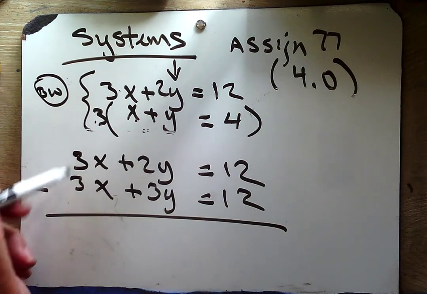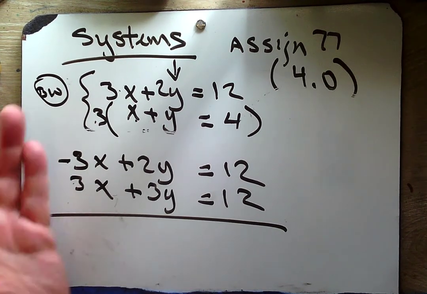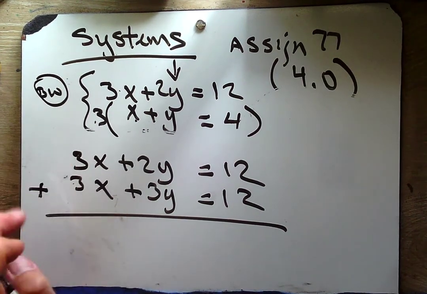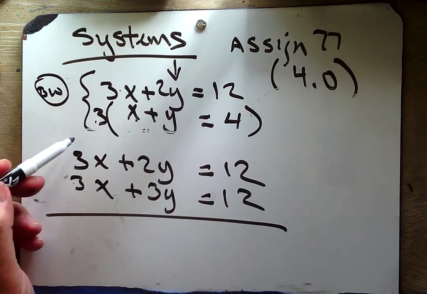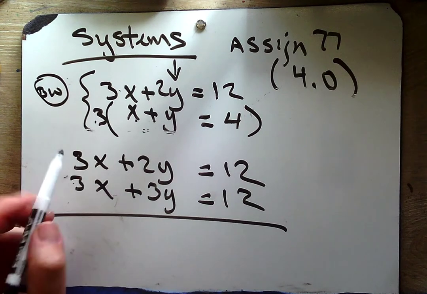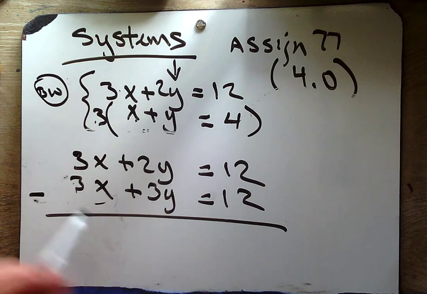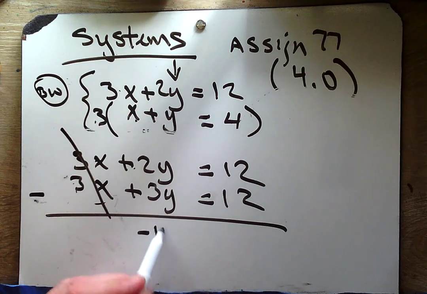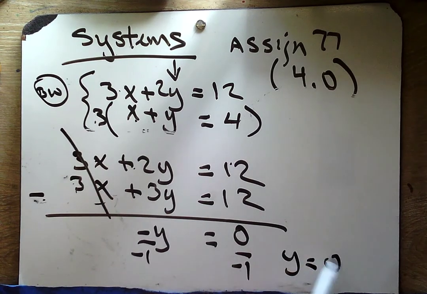Now, if these coefficients have the same sign, I subtract. If they have opposite signs, well, I want to add them. I want to use whatever adding or subtracting makes sense to eliminate one of the variables. And for this problem, where the coefficients are the same, I'm going to subtract. So 3x minus 3x, they cancel. 2y minus 3y is negative y. And 12 minus 12 is 0. So if I divide both sides by negative 1, I get y equals 0.